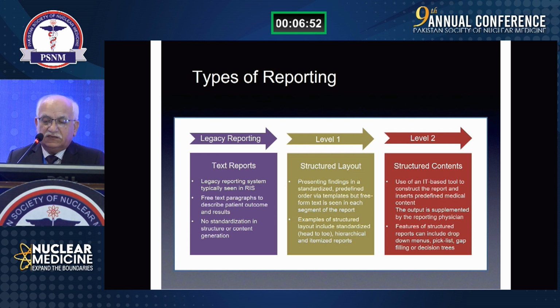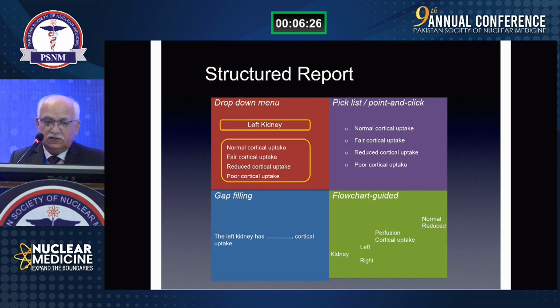The level 2 is the structured content, which is basically the future, as we are talking about AI and so on. It is the use of an IT-based tool to construct the report and insert predefined medical content. The output is supplemented by the reporting physician, and that is where the physician comes into action. The features of a structured report can include drop-down menus, pick lists, gap filling, or decision trees. So these are the four types of structured report: drop-down menu, pick list, gap filling, or flowchart guided.